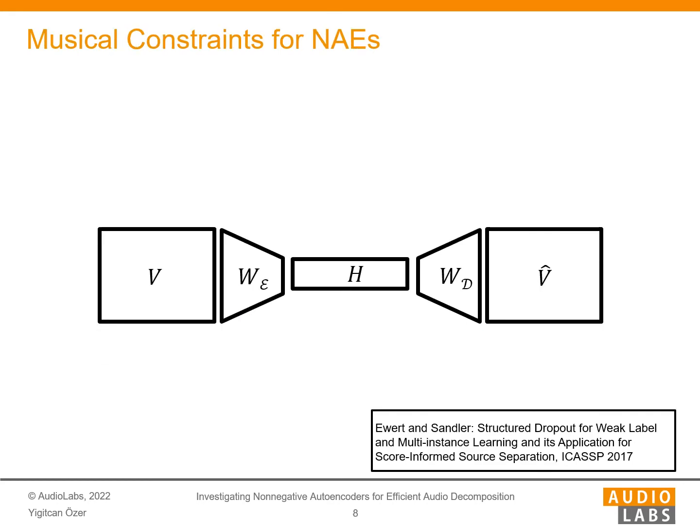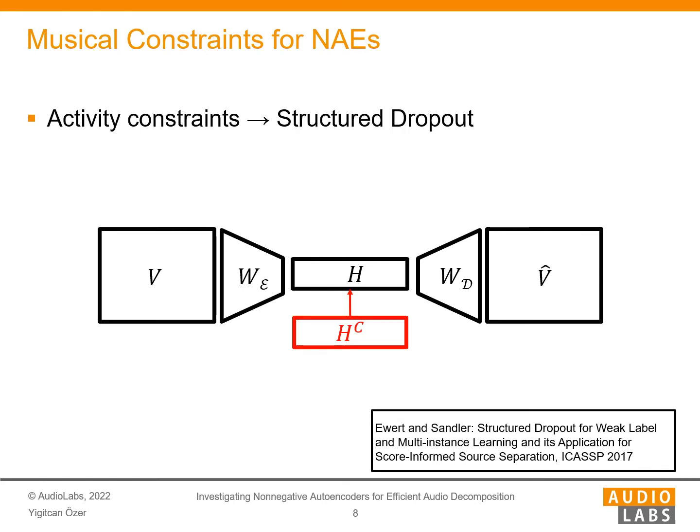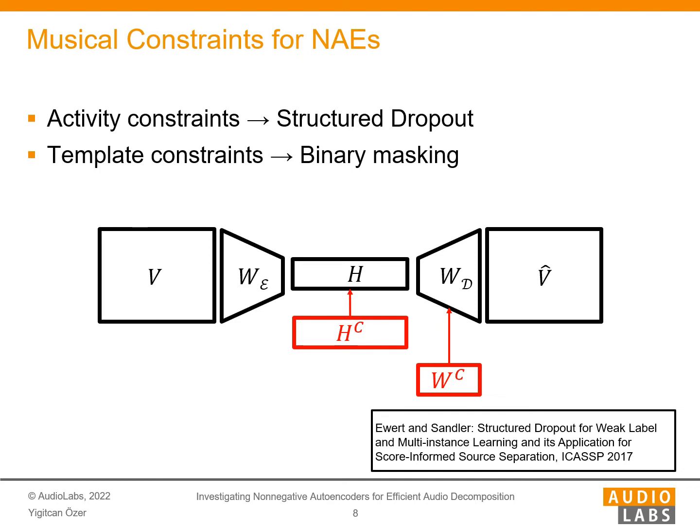As for the NMF case, we integrate prior musical knowledge into the NAE model to guide the learning process. Here, we use the structured dropout for activity constraints, introduced by Ewert and Sandler. Dropout layers typically regularize networks to avoid overfitting by randomly setting neurons to 0. In contrast, structured dropout imposes prior musical knowledge and selectively removes the undesired activations. To enforce a harmonic model for the template weights, WD, we add further projection by applying binary masking on the decoder.